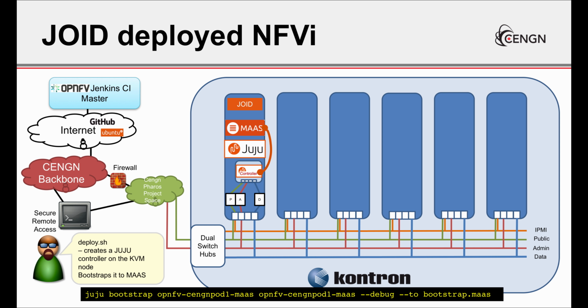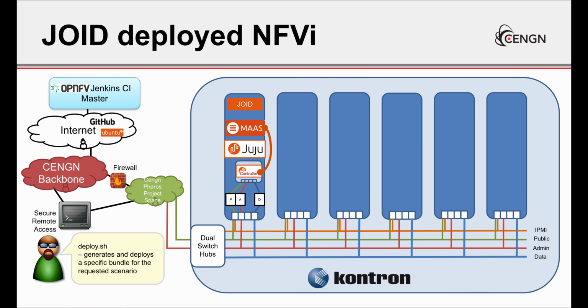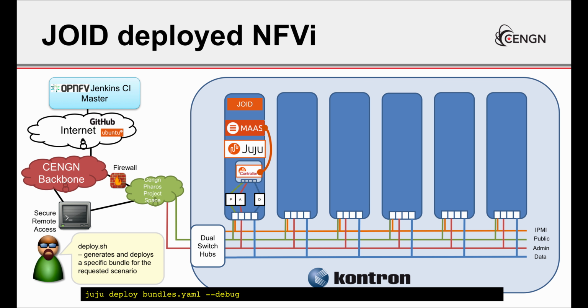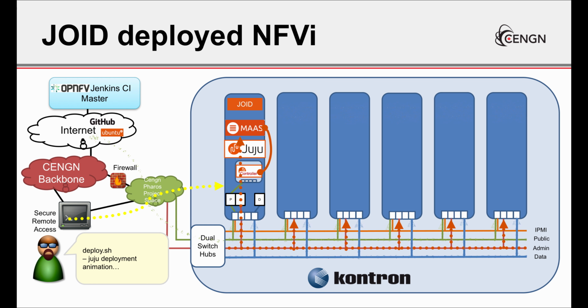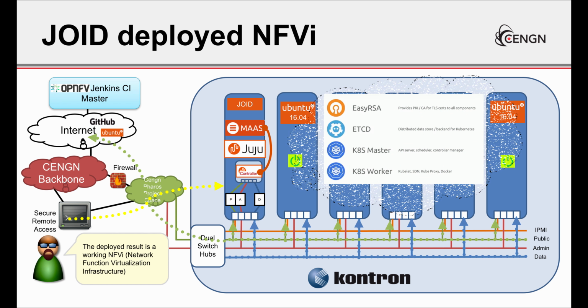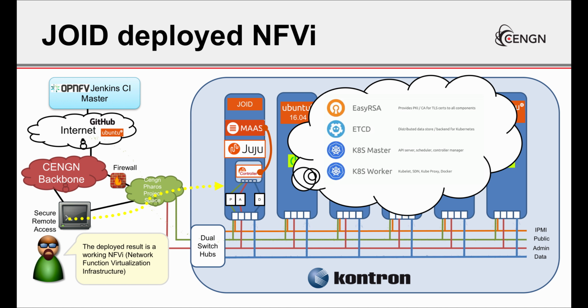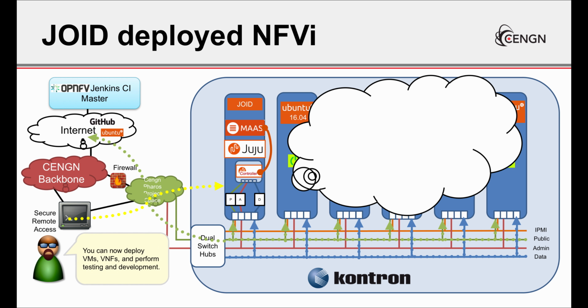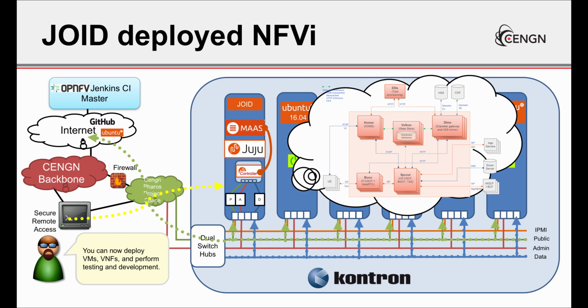The OPNFV deployer that we're using is the JOID deployer. Now, generally deployers are deployed on one of 6 systems in a pod that will power, control, and PXE boot operating systems onto the remaining 5 systems, which we're seeing done right here. And then the deployer will deploy the scenario, which in this case is Kubernetes. And once that's completed, we're going to manually install the Clearwater vIMS VNF.